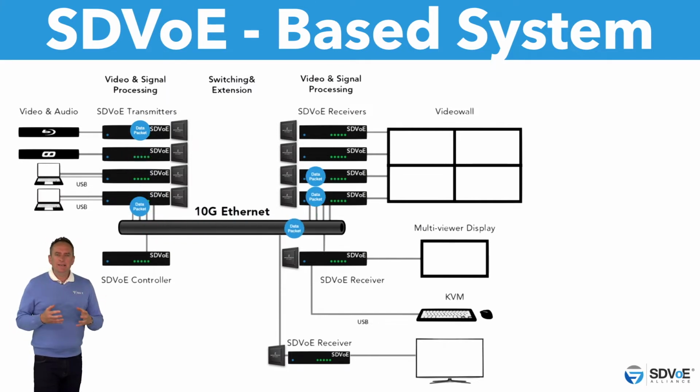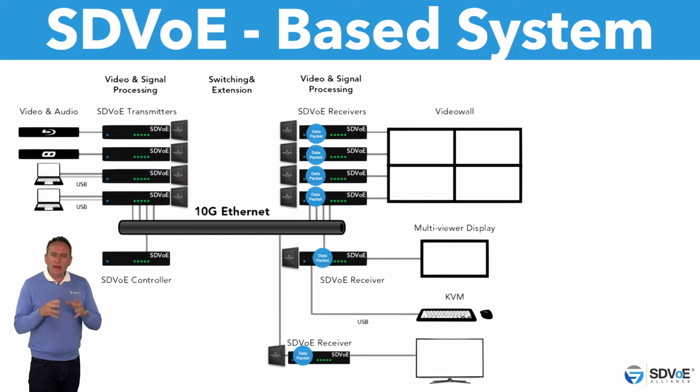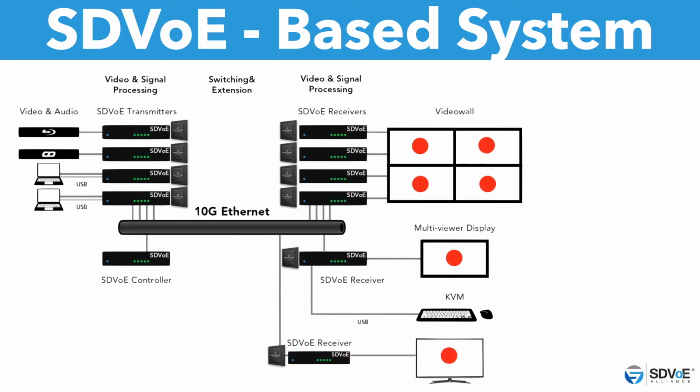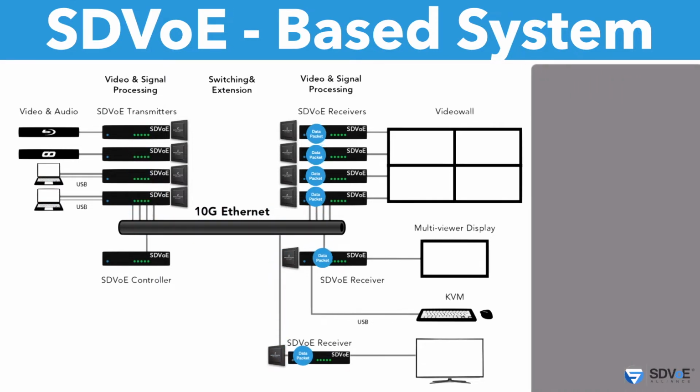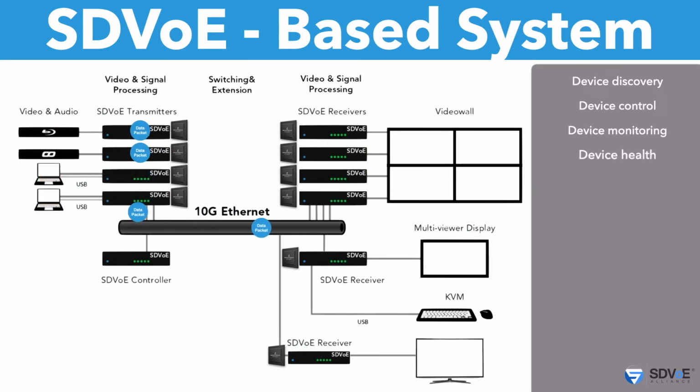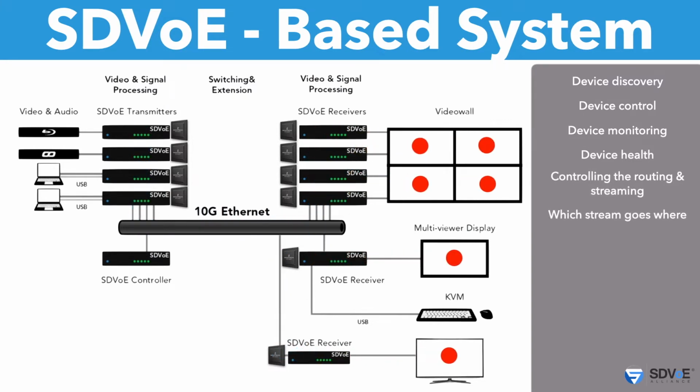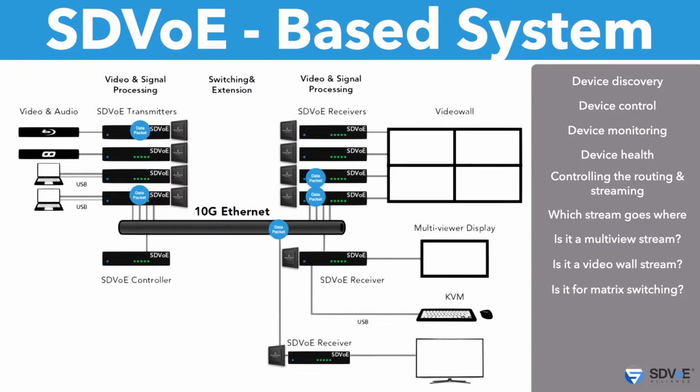However, this process alone does not guarantee interoperability, because it doesn't address many important fundamental parts of an AV distribution system. Even though the same chip is present in all SDVoE hardware endpoints, the chip itself doesn't address things like device discovery, device control, device monitoring and health, or controlling of the routing and streaming and which stream goes where. Is it for multi-view? Is it for video wall? Is it for matrix switching?